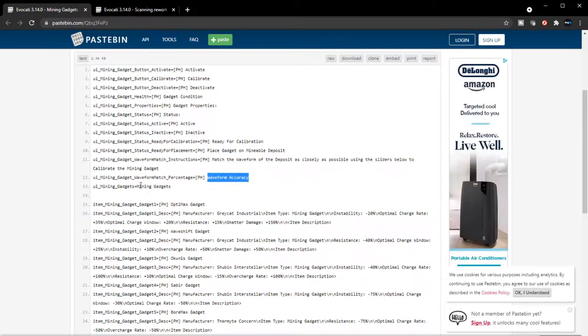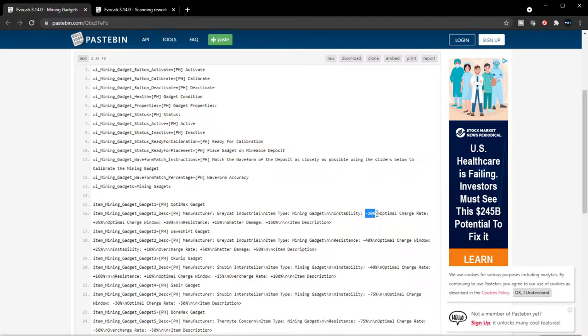Right. So, mining gadgets. Okay, this is a gadget name, I think. This is a gadget brand. OptiMax gadget. What does that do? Manufacturer, Gray Cat Industrial. Mining gadget, instability. Oh, so you can install this on the rock and this will reduce its instability by 20%. That's pretty good. I think that's better than even the branded modules. I know for sure the brand doesn't reduce instability by 20%. Does it? That's pretty good.